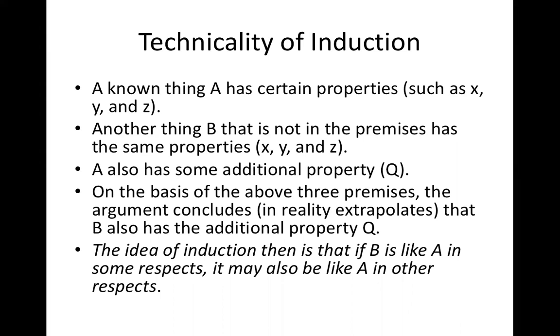So if you see that two items, A and B, have three similar properties, X, Y, Z, and because they are alike in three properties, you notice that A has a certain property that you have not verified that B also has. A has Q. You are wondering whether B will have it. And then you decide that because A and B already have three identical properties, B must also have this Q that A has. So the idea of induction is that if B is like A in some respects, it may also be like A in other respects. But this kind of argument has no guarantee, because you are not sure whether, because the two items have X, Y, Z, they will continue to have identical properties.